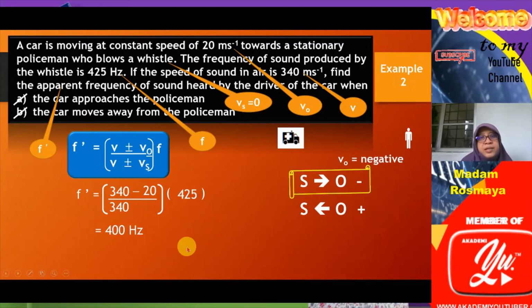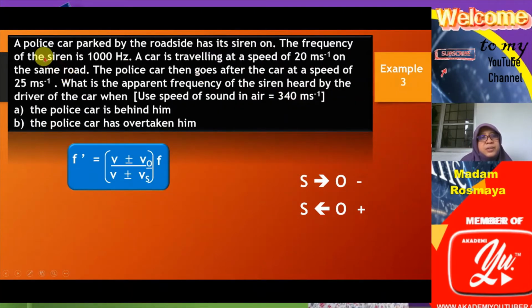Okay, so we try the third example. A police car parked by the roadside has its siren on. The frequency of the siren is 1000 Hz. A car is traveling at a speed of 20 meters per second on the same road. The police car then goes after the car at a speed of 25 meters per second. What is the apparent frequency of the siren heard by the driver of the car, A, when the police car is behind him, and B, when the police car has overtaken him? We use the speed of sound in air, 340 meters per second.